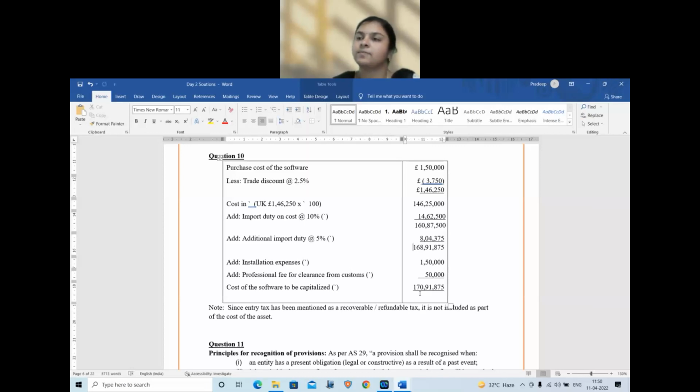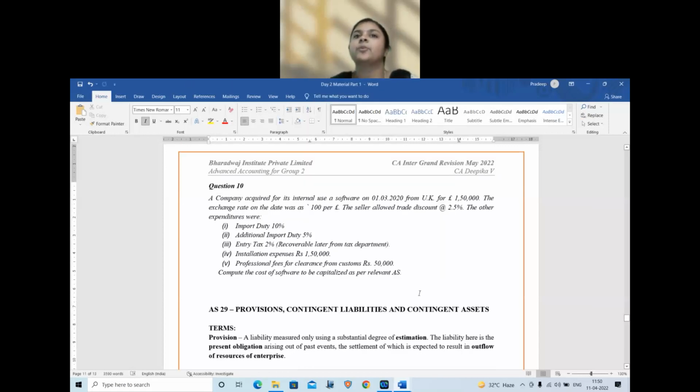Your past papers and RTPs. So clear with AS 26? Any doubts in the standard? If any, you can quickly run through and ask.